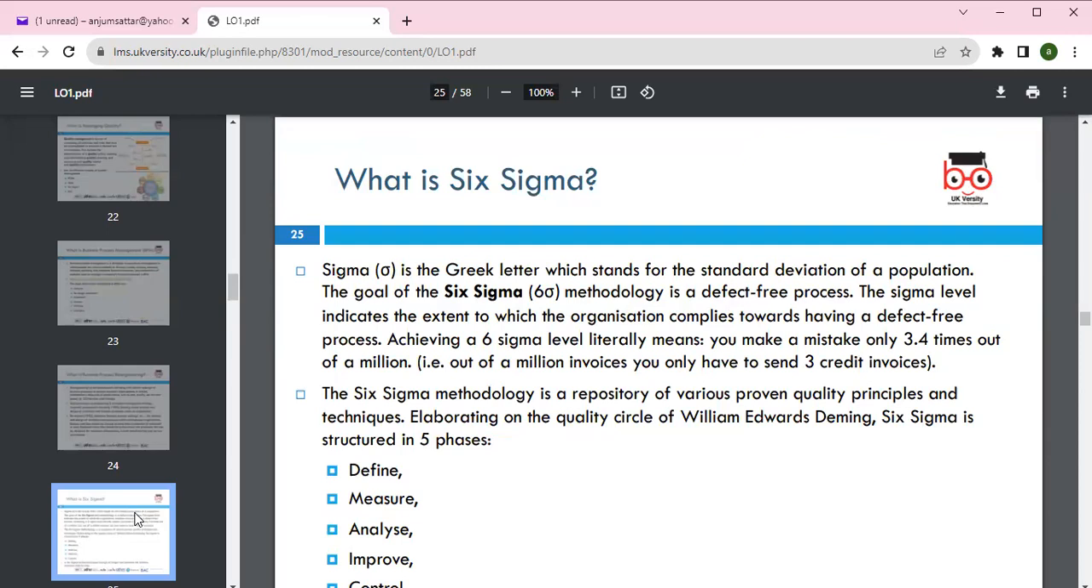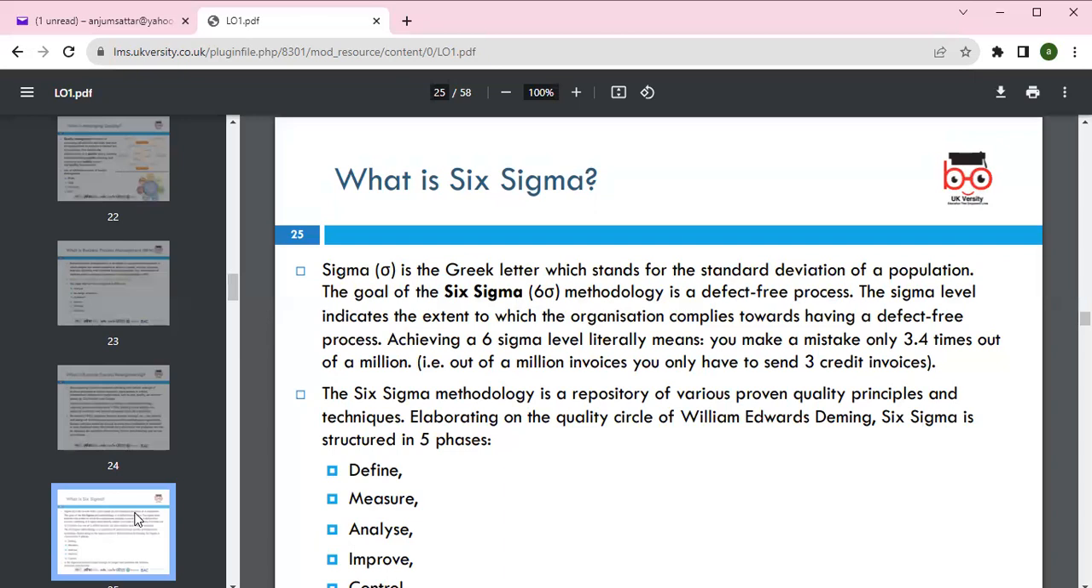Okay, so Six Sigma uses the Greek letter sigma, which is standard deviation. Maybe we have heard about or learned about standard deviation. Six Sigma indicates the extent to which an organization complies toward being defect free, or what we call zero defect. Achieving the Six Sigma level means mistakes only 3 to 4 times out of a million, so out of a million invoices you can only send 3 incorrect invoices.